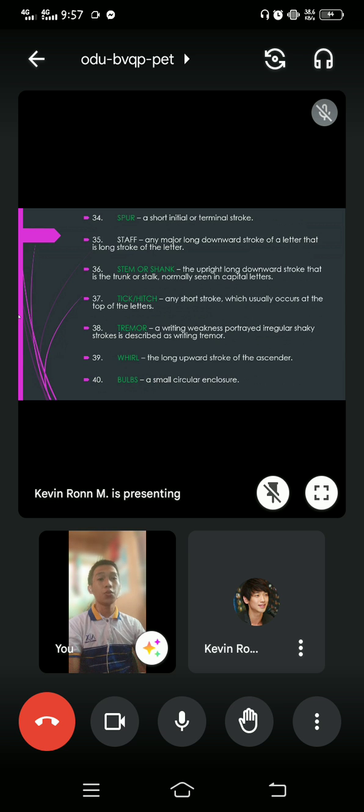What is whirl? The long upward stroke of a letter. And number 40 is bulbs: a small circle enclosure. So that is bulbs.